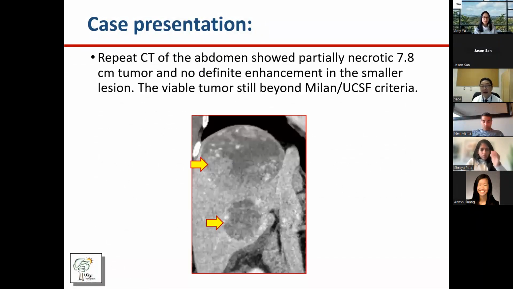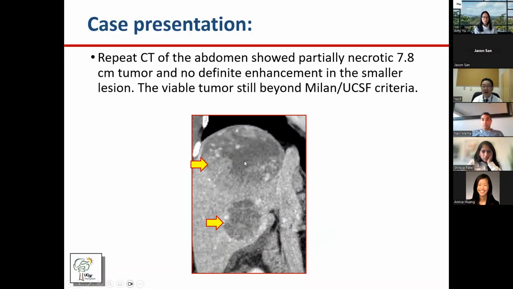And so, got a CT scan. This is a partially necrotic tumor, still viable. The tumor diameter here is 7.8 centimeters. And then the second lesion is completely non-viable, completely treated. So you're dealing with one viable tumor, 7.8 centimeters.